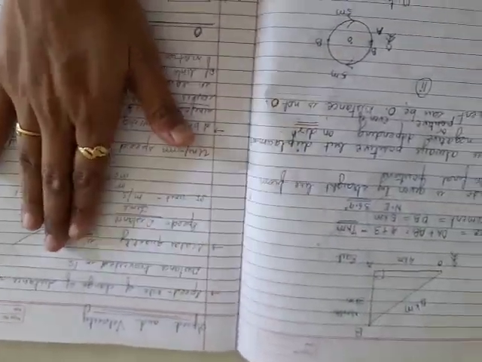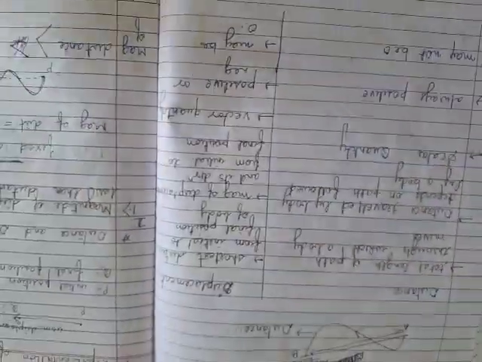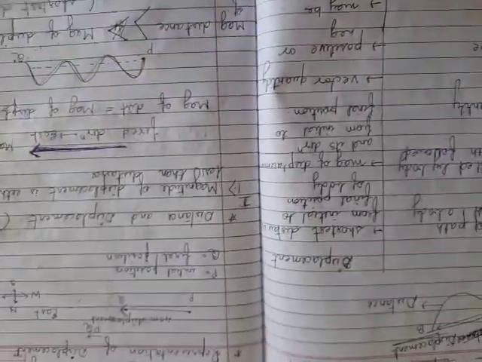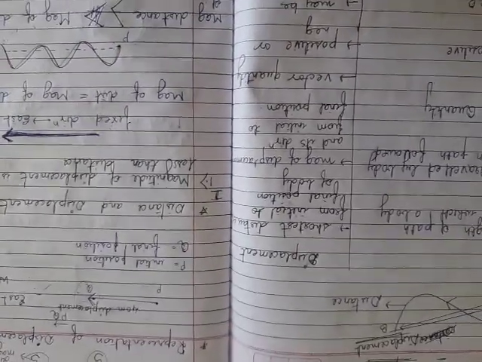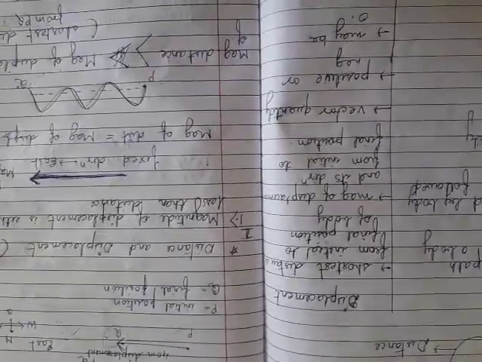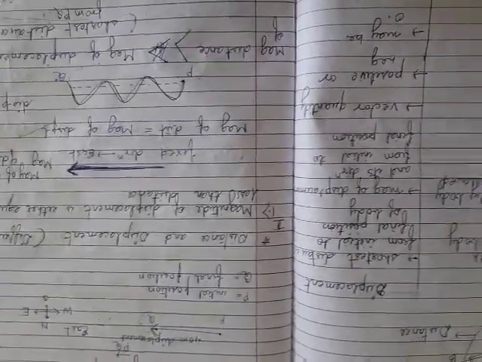Tomorrow we will be starting with velocity. Today we have covered speed, distance, displacement, as well as representation. I want every one of you to read these important points, because these are the basics for understanding motion in one dimension. Okay, thank you everyone.